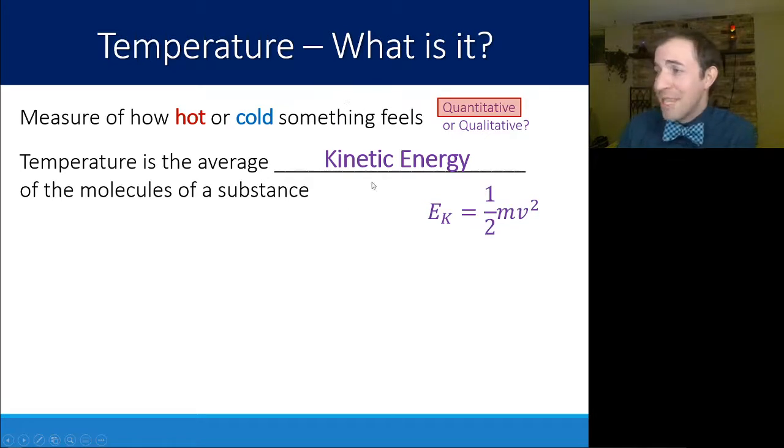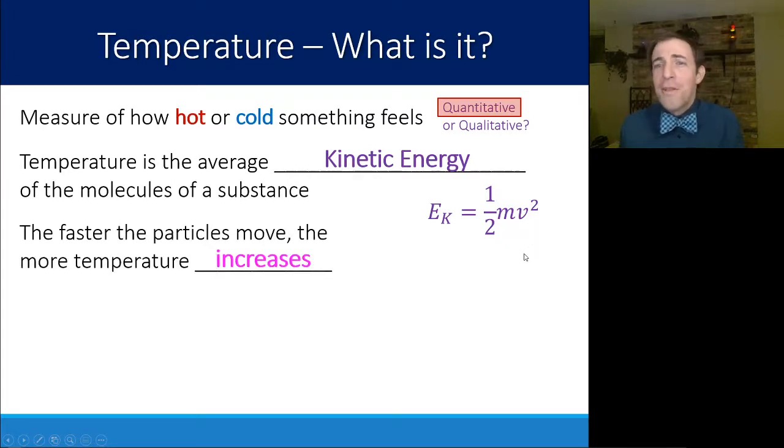So average kinetic energy, we've seen before, is 1/2 times the mass times the velocity squared. Not every molecule in a substance is going to be moving at the same velocity. So taking the average of all these velocities is essentially where our temperature is going to come from. And we'll calculate that a little bit later on in this unit. We can actually calculate how fast different molecules are moving at different temperatures. But right now, just know that the faster particles move, the more the temperature of that object or material is increasing.